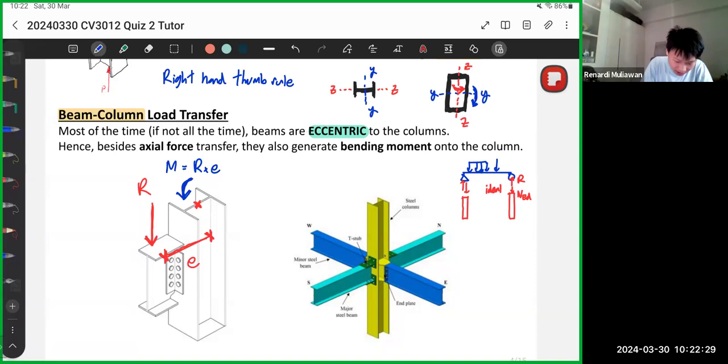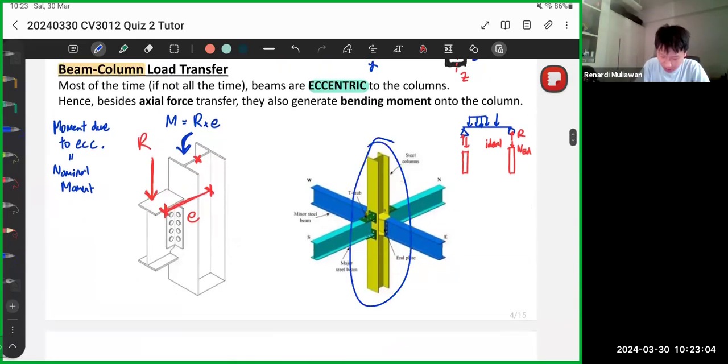We call this moment, due to eccentricity, the nominal moment. I'll explain why it's called the nominal moment soon, in the next page. But anyways, all you need to know is that the eccentricity causes a moment, and this needs to be taken care of.